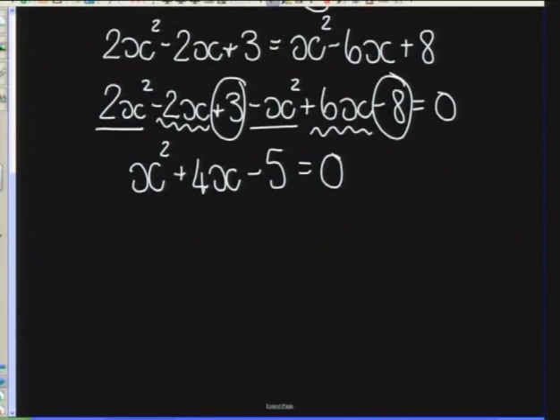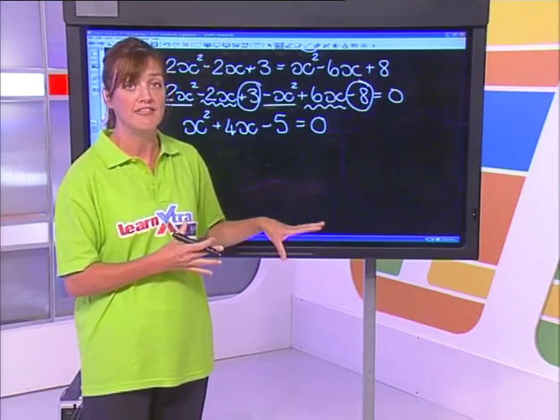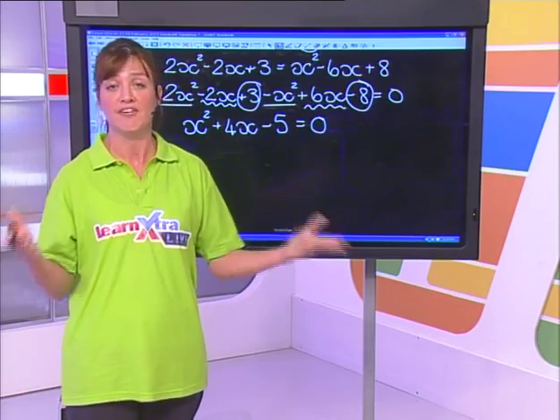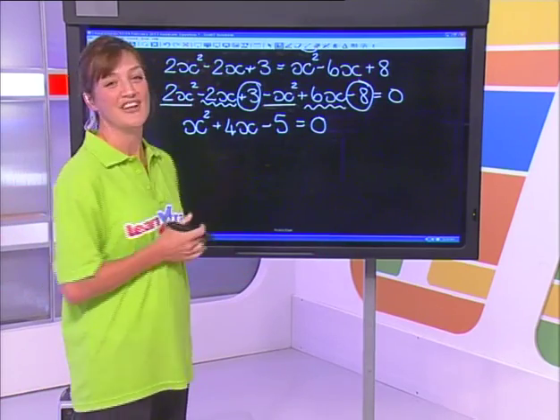And it's equal to 0. Right, so we've got a quadratic equation because we've got our x squared. All of our terms are on the left-hand side. Right-hand side is equal to 0. We're all set up to now just finally solve our equation.